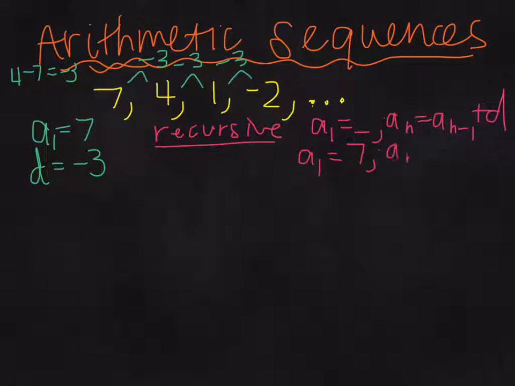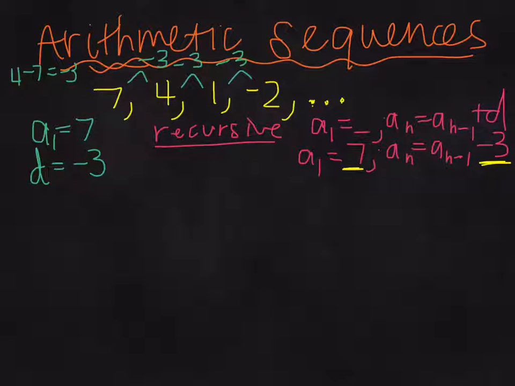So we have a sub 1 equals 7, because we already wrote that down, and then a sub n equals a sub n minus 1 plus your common difference, which is negative 3, so minus 3. So the only two things we plugged in here are the first term and the common difference. And that's all for your recursive formula.